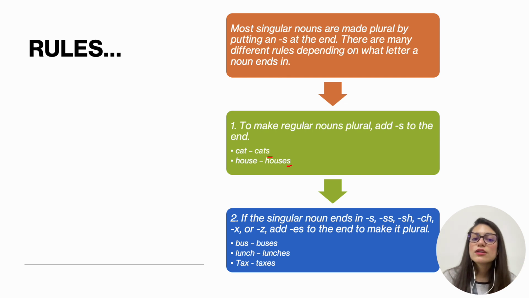But if the singular noun ends with one of these letters, S, SS, SH, CH, X, or Z, we are going to add ES at the end to make it plural. For example, boss ends with S, so we're going to add an ES, bosses. Lunch ends with CH, so we're going to add the ES, lunches. Tax ends with the X, so we're going to add the ES, so it's taxes, okay? So just as simple as that.